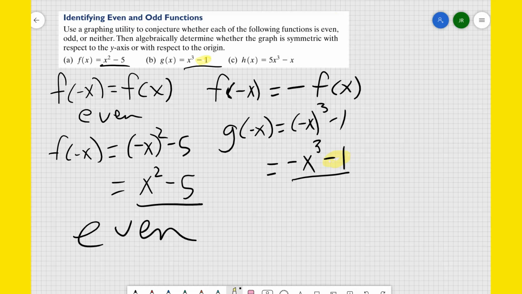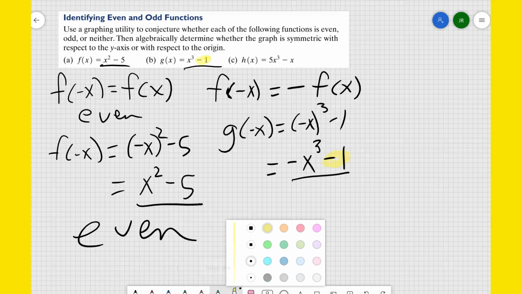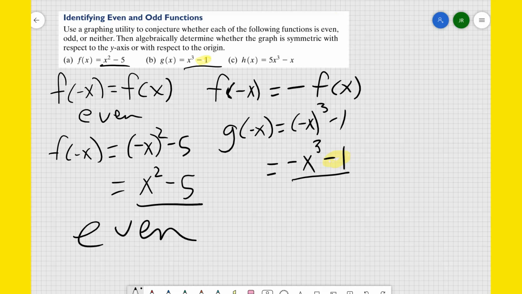One of the terms is opposite, but the other term is the same. So it's not the exact opposite. All right. I just want to show you that. So this is neither.